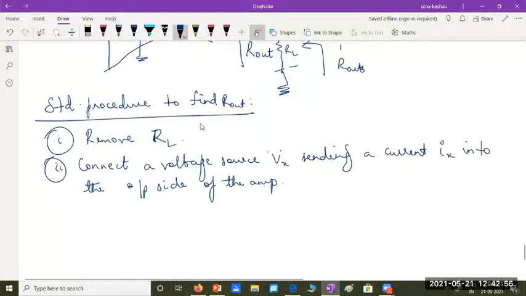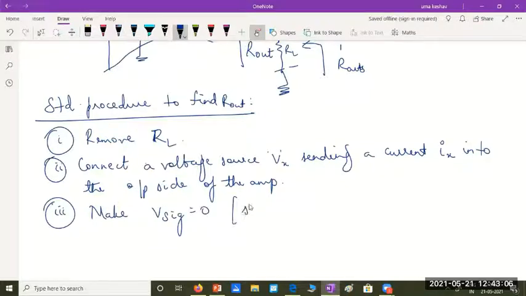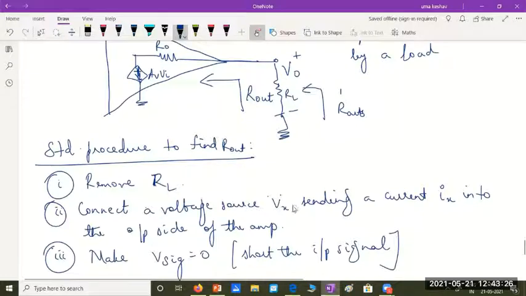And you have to make Vsig 0, or short the input signal. So the input voltage source will be shorted, or it would be made 0. You will remove the load resistance RL and you will be connecting a voltage source Vx, sending a current Ix into the output side of the circuit.